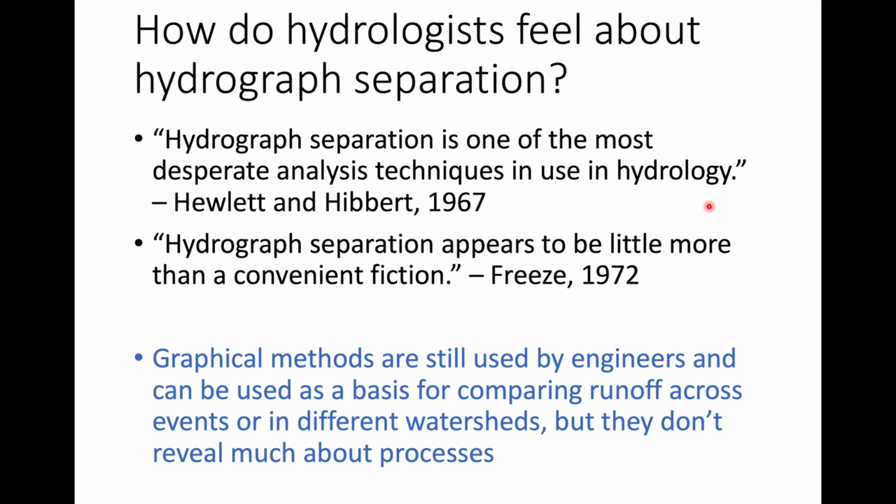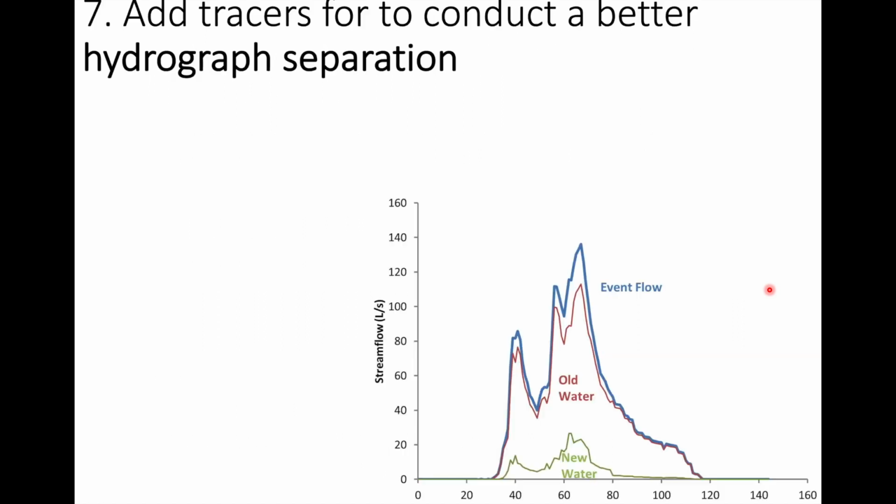However, as Hewlett and Hibbert and Freeze were getting at, these graphical hydrograph separation techniques don't tell us much about the processes actually happening in the watershed and why the streams might respond differently between different storms or across watersheds. They don't tell us anything about streamflow generation mechanisms. So if the classical graphical hydrograph separation is little more than a convenient fiction that doesn't tell us anything about process, what can we do to make it better?